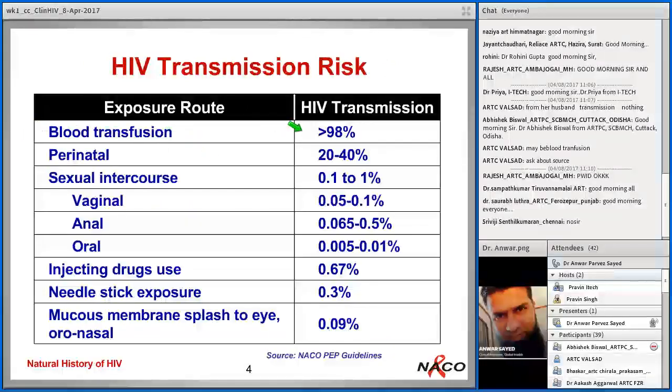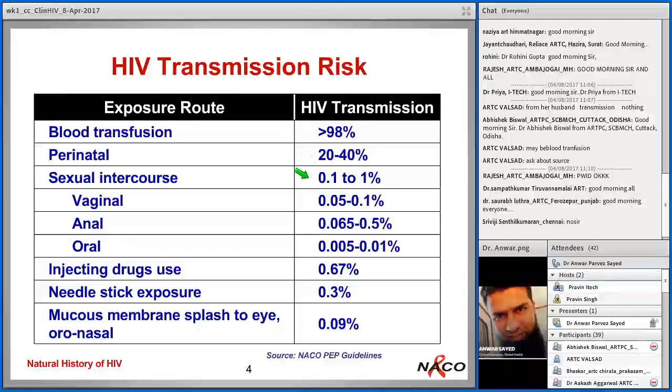Like I said, blood transfusion risk of HIV transmission is more than 98%. Practically it is 100%. If you are injecting a person with HIV positive blood, then the risk of transmission to the receiver will be almost 100%. Then perinatal, the risk is 20 to 40%, that is from mother to child risk of transmission. Of course, the risk during pregnancy, during labor, and during breastfeeding differs. The highest risk in that is during labor. Now this will be covered in detail in a separate session on PMTCT, so I'll not go into details of this at present.